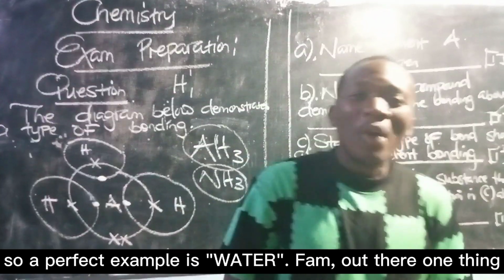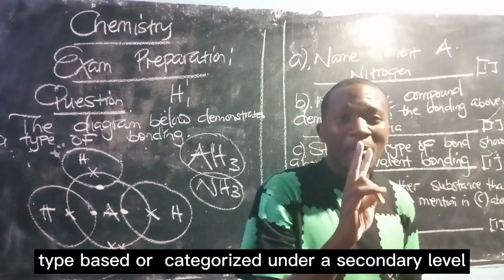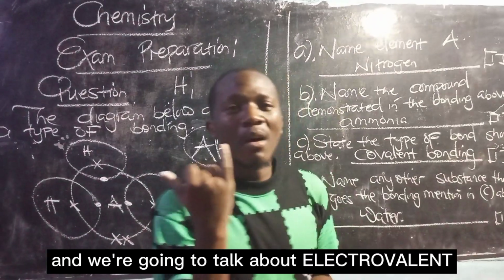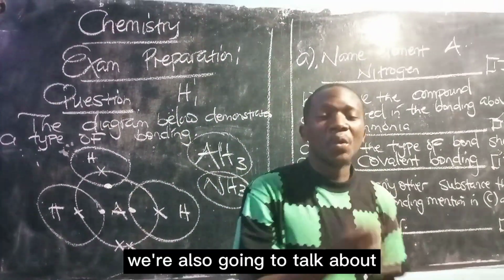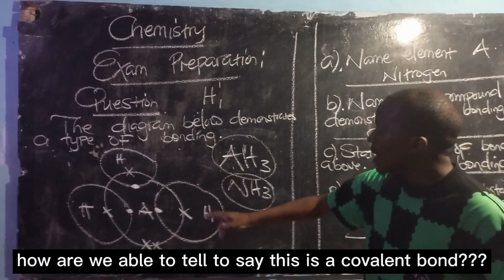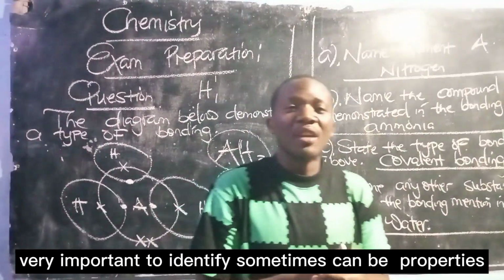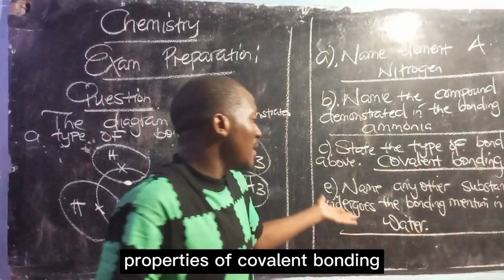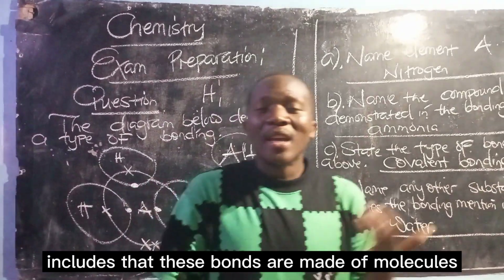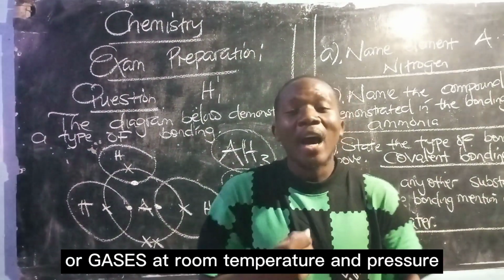One thing you should understand under bonding is that bonding basically is categorized under two types in a secondary level syllabus. We're going to talk about electrovalent bonding. We're also going to talk about covalent bonding. How are we able to tell that this is a covalent bond? This is because it involves sharing of electrons. And also very important to identify sometimes can be properties. Properties of covalent bonding include that these bonds are made of molecules. These bonds are usually liquids or gases at room temperature and pressure.